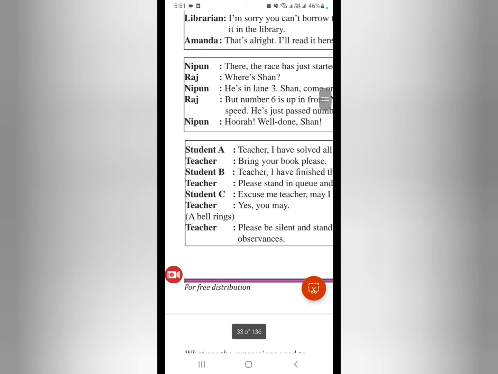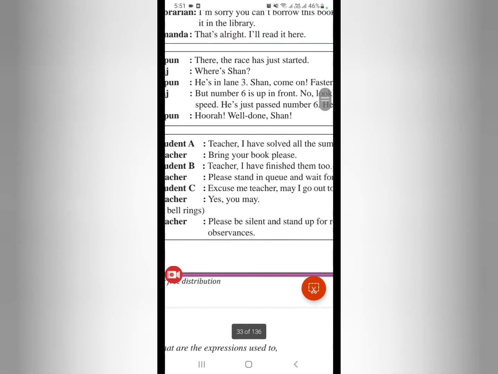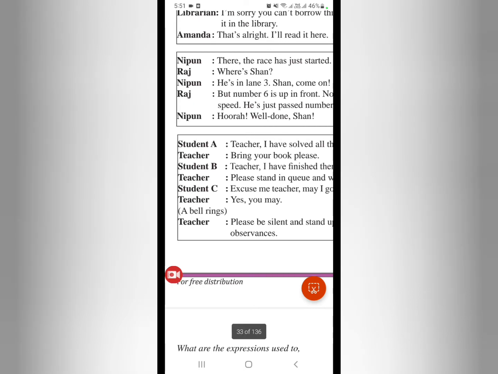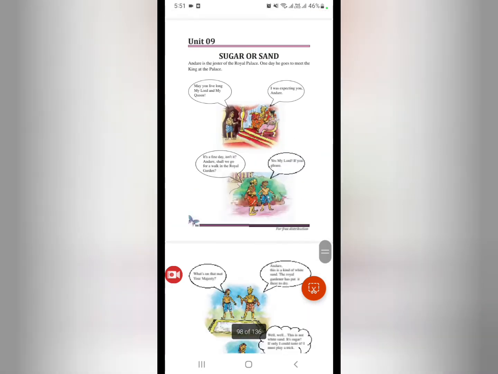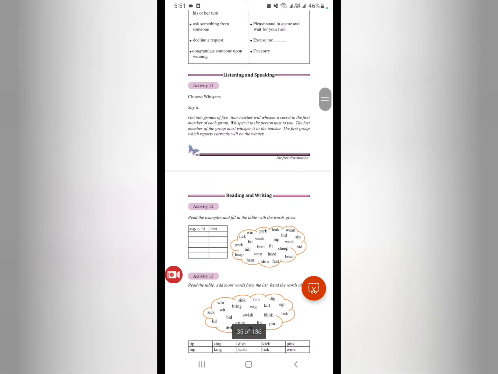Now the next role play. Student A: Teacher, I have solved all the sums. Sum means math problem. Solved means he has finished. Teacher: Bring your book please. She is saying to bring his book. Student B: Teacher, I have finished them too. Student B is also replying, I also finished that.